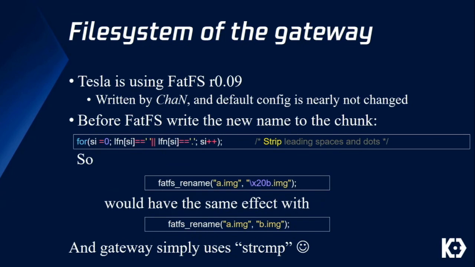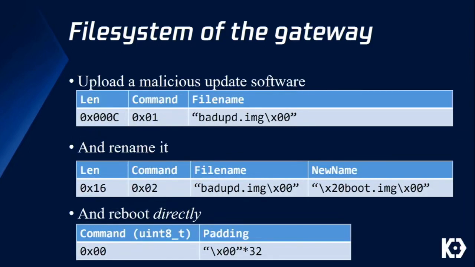So if you rename a_image to space-b_image, it would have the same effect as FatFs renaming from a_image to b_image. And everyone can see that those two file names are different, and the string compare will return, I don't know, positive or negative. Anyway, it's not 0. So here is a pretty simple exploit.